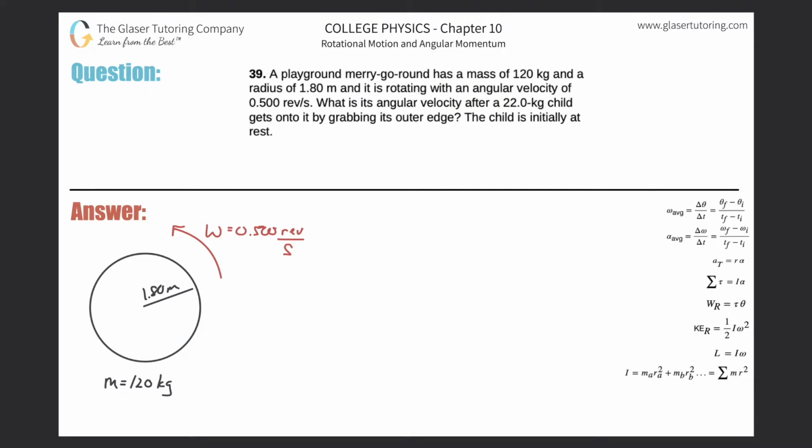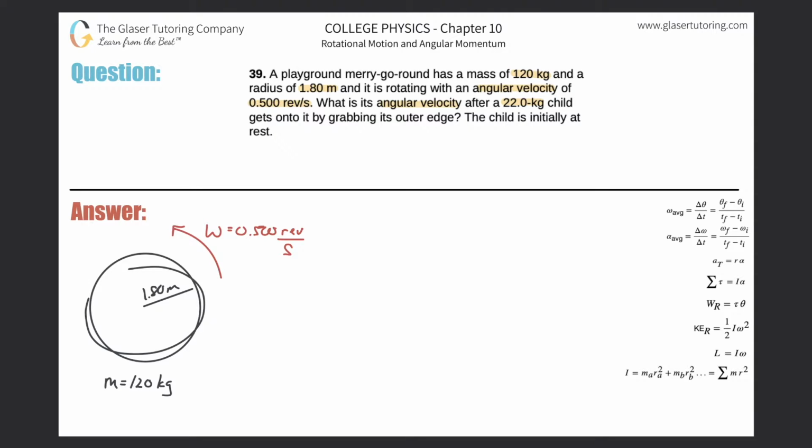Number 39. A playground merry-go-round has a mass of 120 kilograms and a radius of 1.8 meters, and it is rotating with an angular velocity of 0.5 revolutions per second. What is its angular velocity after a 22 kilogram child gets onto it by grabbing its outer edge? The child is initially at rest.